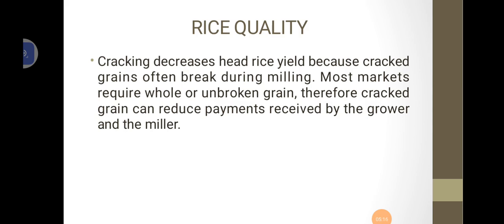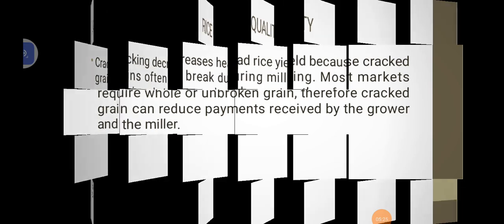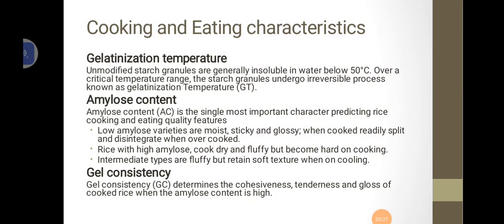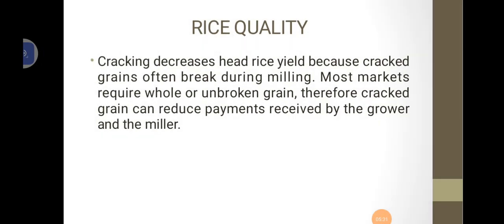Rice quality: cracking diseases. Head rice yield is reduced because cracked grain breaks during milling. Most markets require whole, unbroken grain. Therefore, cracked grain can reduce payment received by the grower and the miller.